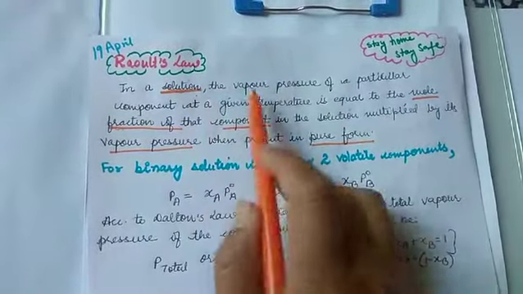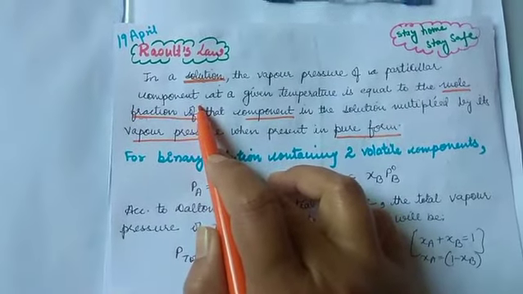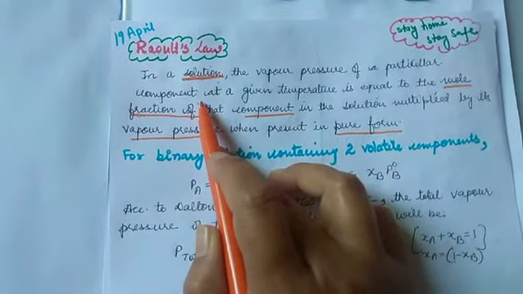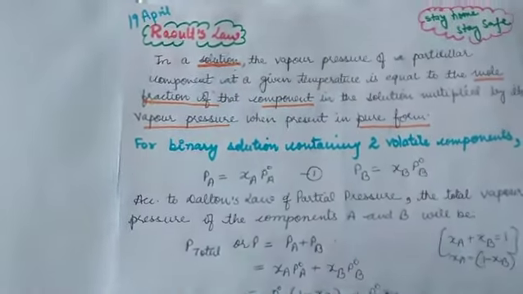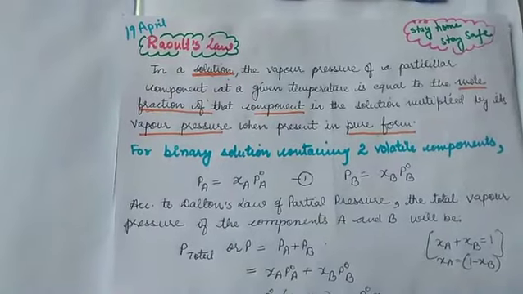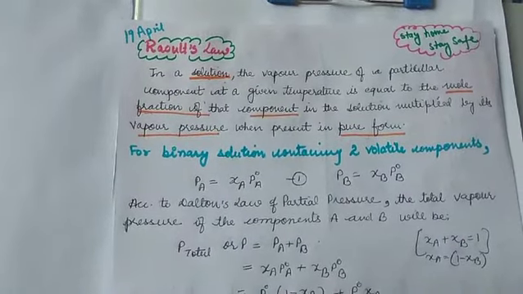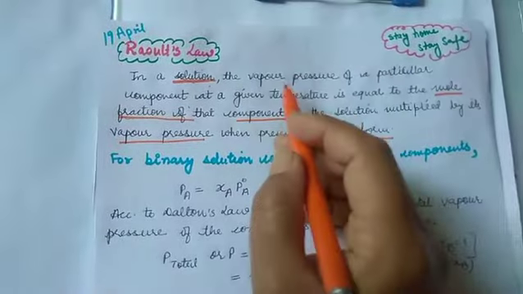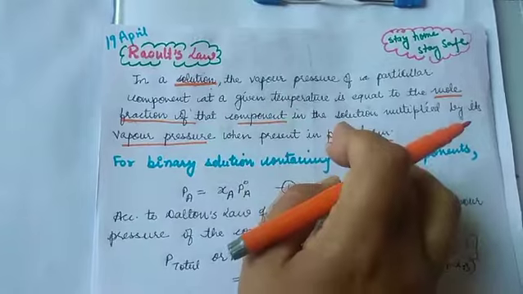In a solution, the vapor pressure of a particular component. Suppose we have a binary system, a binary solution. What do you mean by a binary solution? We have done this: a solution of two components is known as a binary solution. Let us talk about the binary solution. A binary solution means we have two components, A plus B.